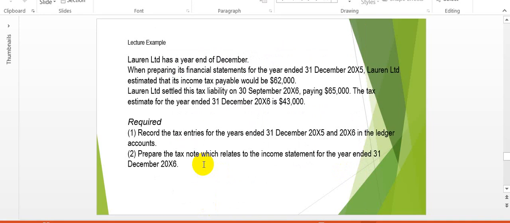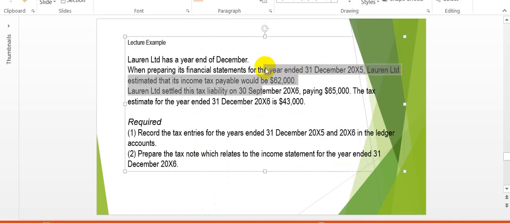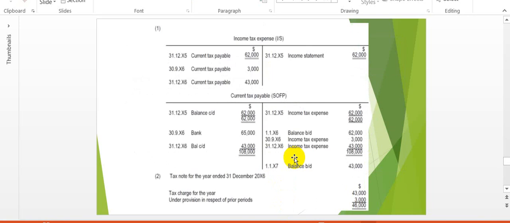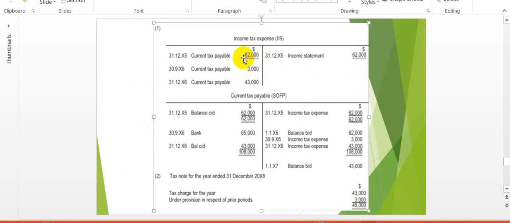At the end of December X5, we've got a liability of $62,000, which has not yet been paid. So the income statement will be debited with $62,000. Then the statement of financial position will create a liability of $62,000.